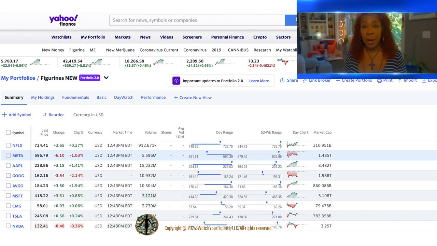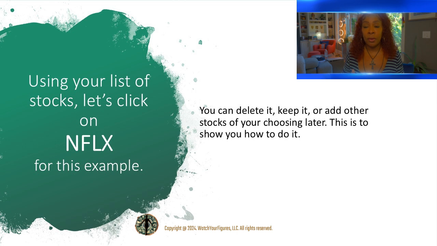As you can see, I have some popular stocks on here. Most of them are going to be on the NASDAQ, right? Now, we're going to start off with Netflix. I want to use Netflix as my example of how you read and how you do your due diligence when it's time for you to research your stocks.